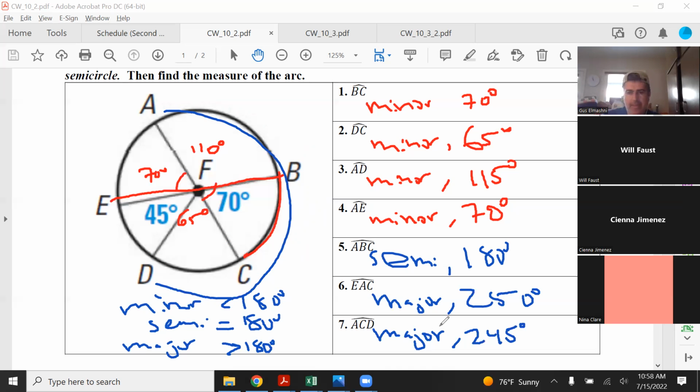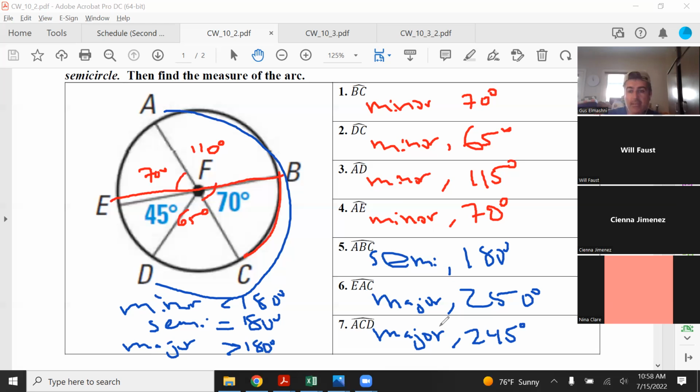Obviously, I use my knowledge of vertical angles and linear pairs to get the other angles that you see inside that circle. Minor is less than 180, semi is 180, major is greater than 180. If you only see 2 letters, assume it's minor. If you see 3 letters, then just see how long it is. If it's more than 180, it's major. If it's exactly 180, it's semi. If it's less than 180, it's minor.